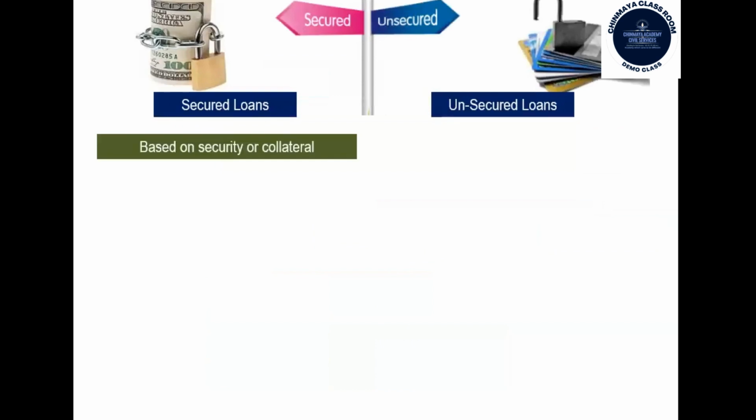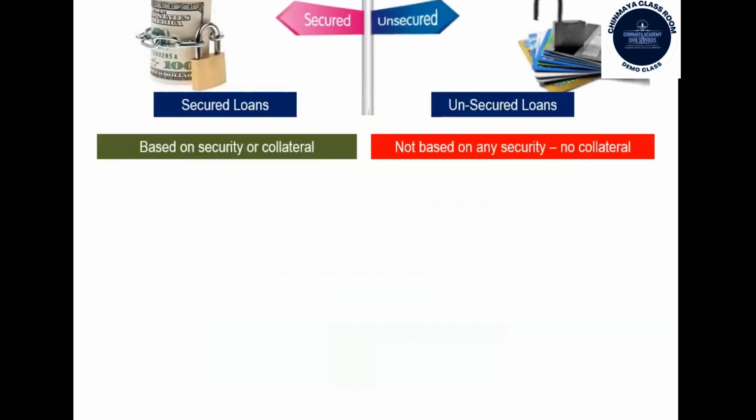A secured loan is based on security or collateral. An unsecured loan is not based on any security; no collateral is involved. You can simply go and get the money. Gold loan is a secured loan because you are giving a collateral. Gold loan, housing loan, vehicle loan, all these loans, any loan where you give something and take money, that is a secured loan. If you are not giving anything, you are just signing the application and getting the loan, that is an unsecured loan.